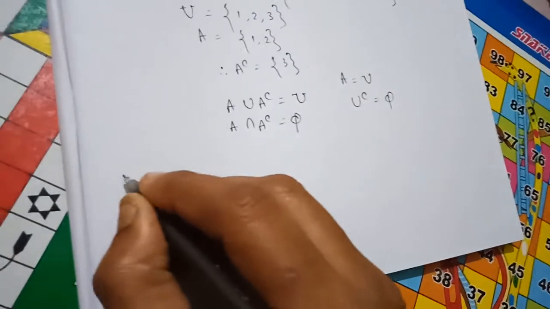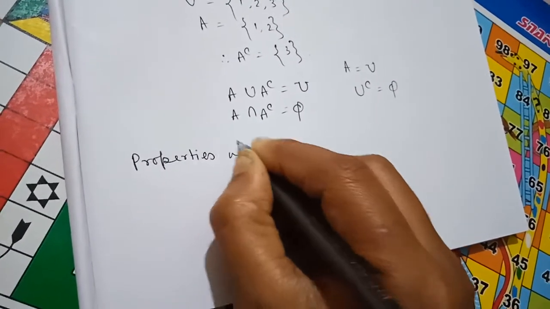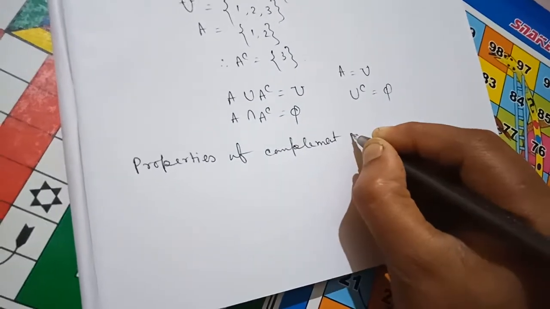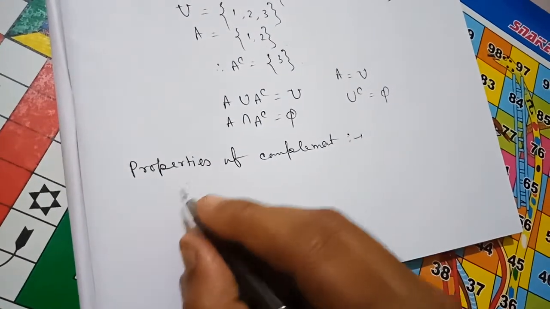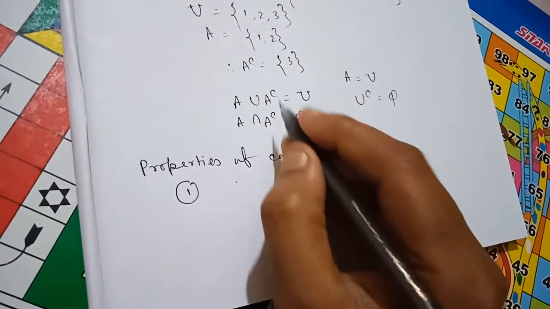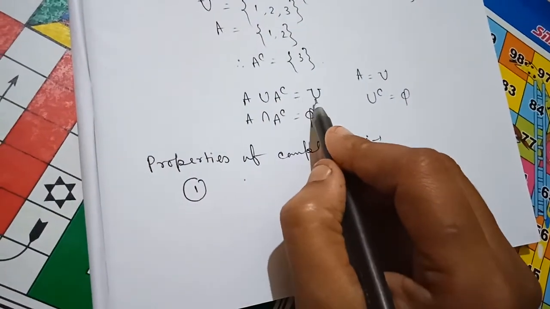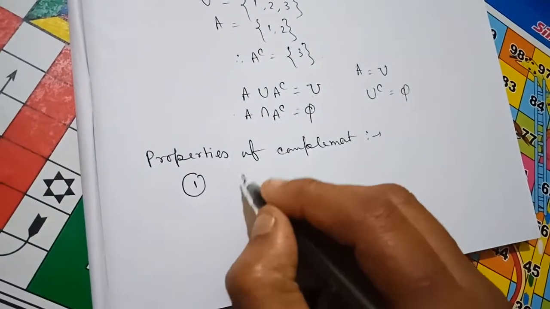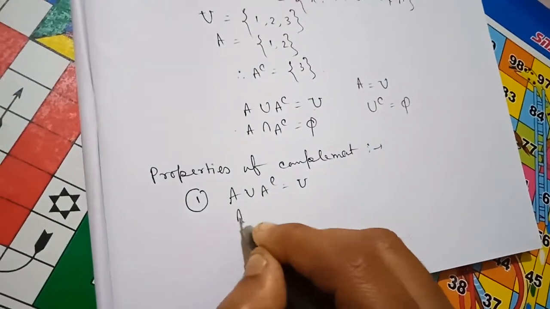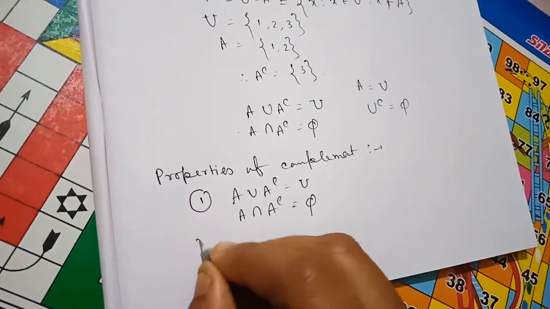Coming to its next part, that is properties of complement. Number one property, which I already have written: A union A prime or A complement equals the universal set. I am writing it again. And A intersection A complement equals phi.